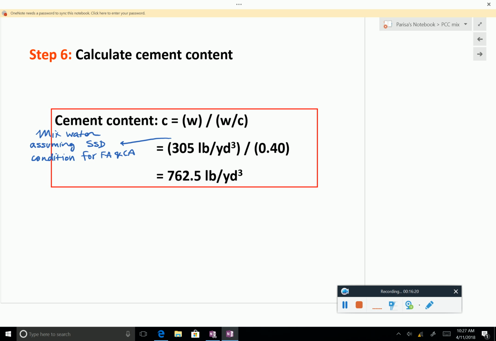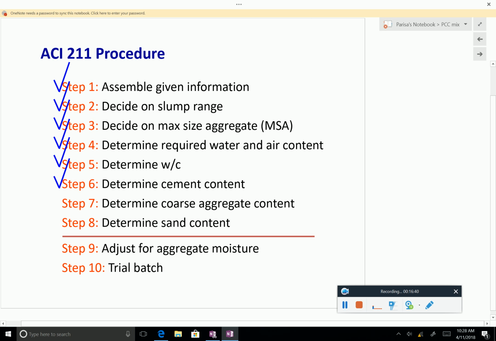It can be something else. So that's why everything comes in pound per cubic yard. And if this is pound per cubic yard, also this is weight. This will be also pound per cubic yard. So we are done with these two. That's great. Step number 6 is also completed.